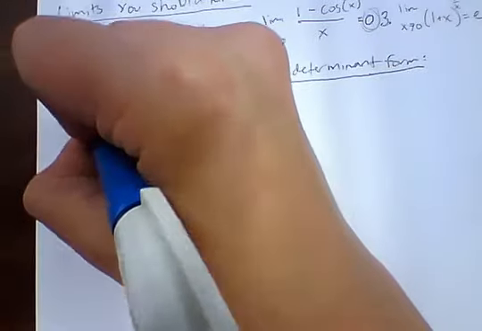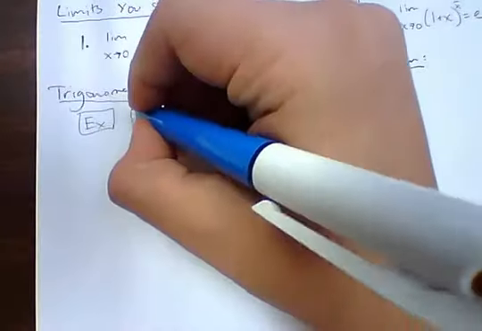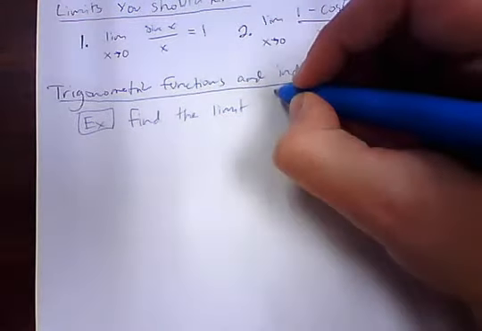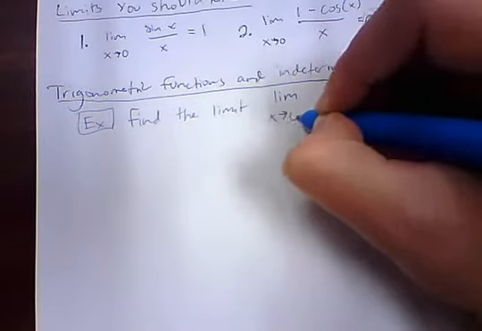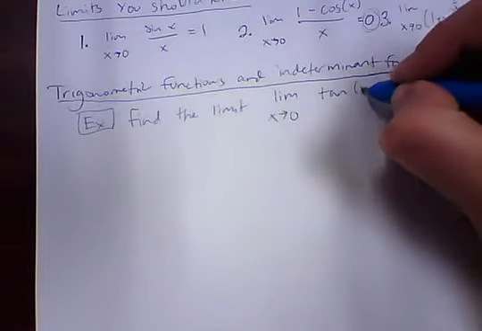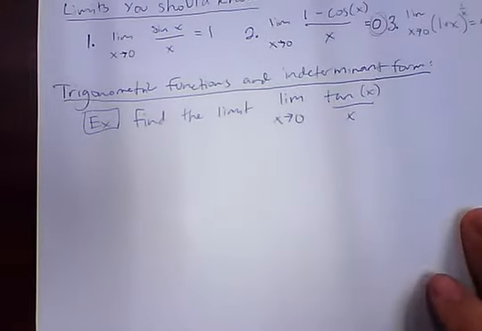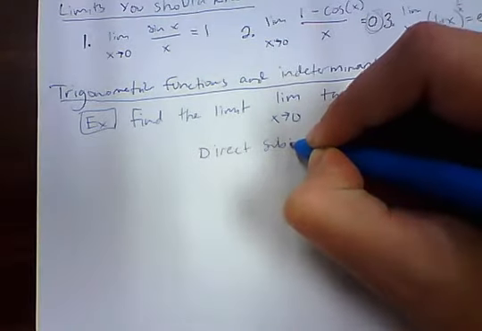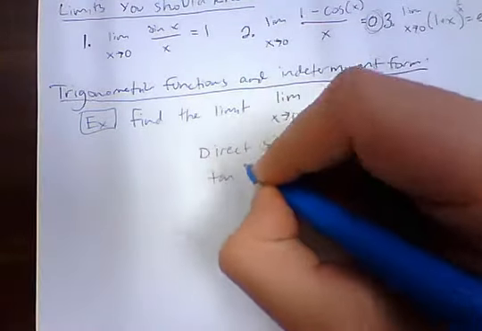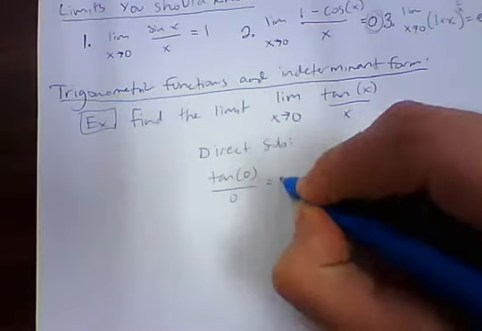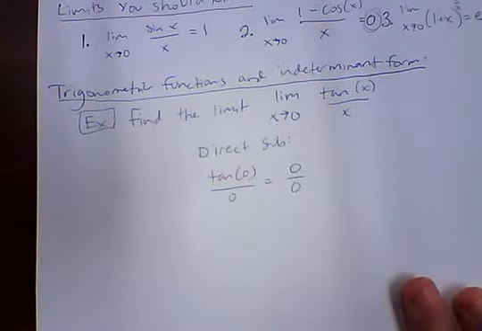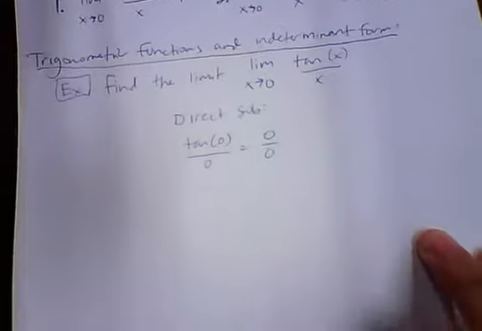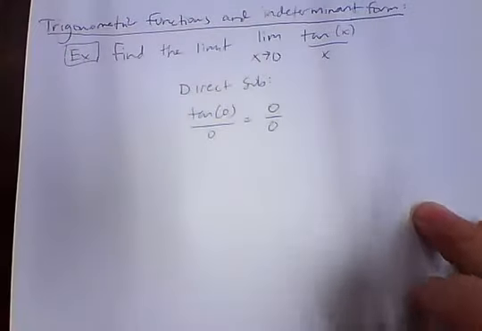Alrighty, first example of this. Say we were asked to find the limit as x approaches 0 for the function tangent of x over x. This is a case where direct substitution yields, if we fill in 0 and fill in 0, we get 0 over 0. There's that red flag, that indeterminate form, that tells us we need to do some more work before we can actually solve this. So let's do some work.